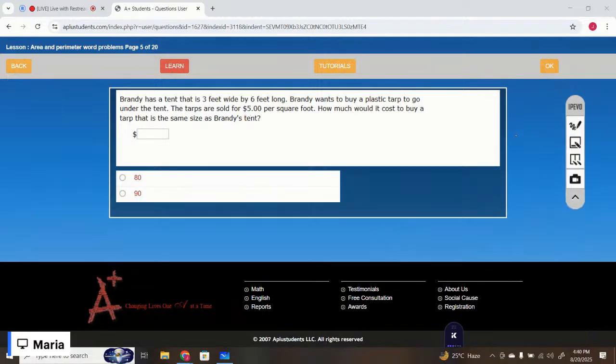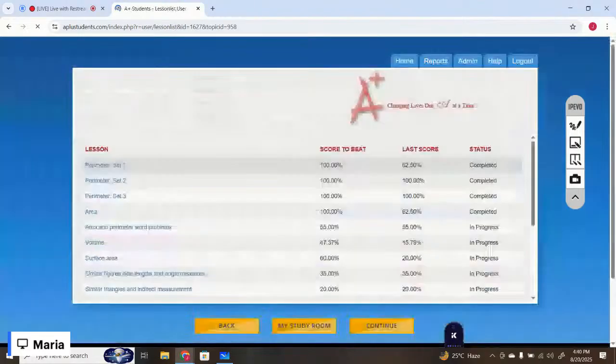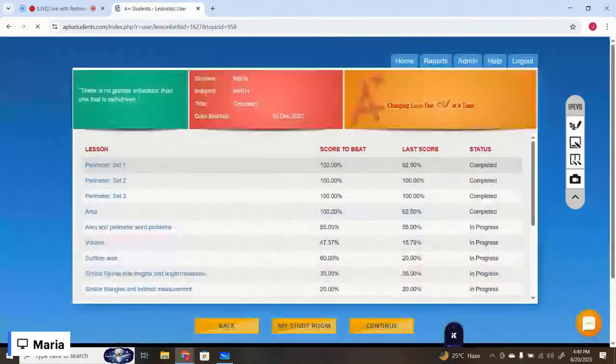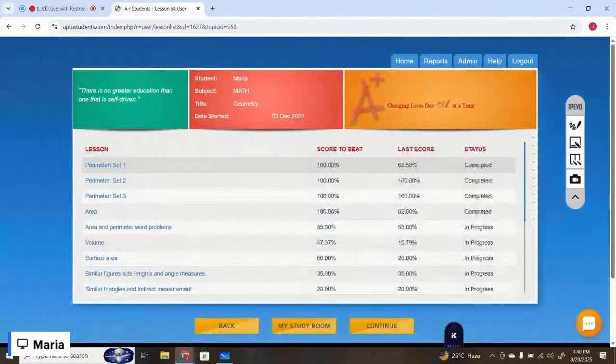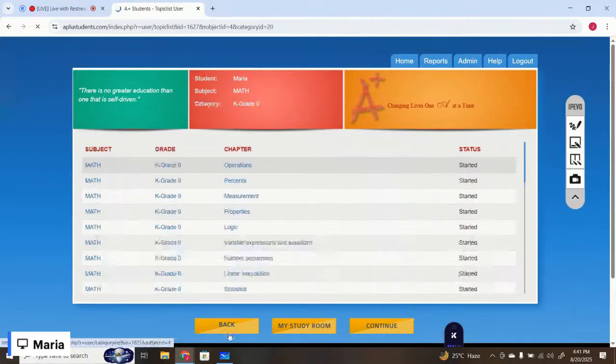Okay, you can complete the lesson by yourself later today. So we were working on geometry. The lessons we have covered today are perimeter, area, and area and perimeter word problems. So please make sure before the next session you complete all the practice questions for the lessons we just did.